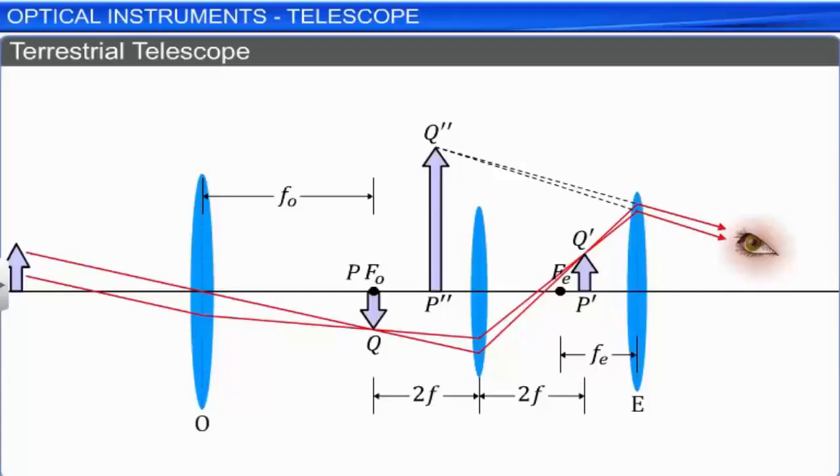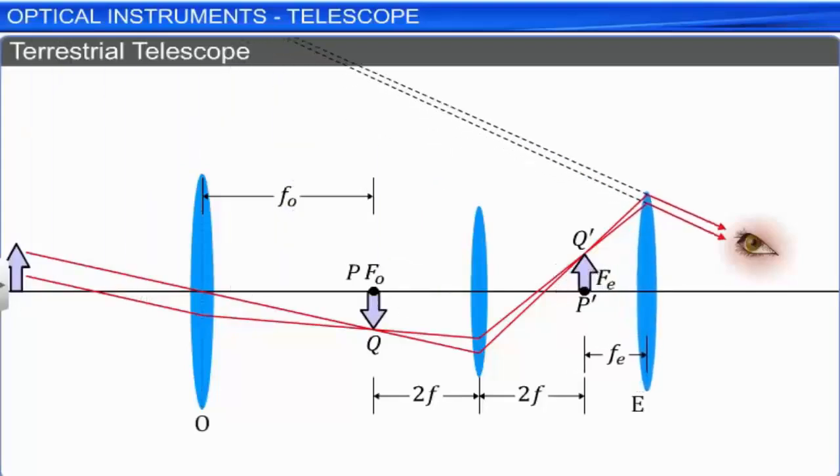The magnifying power of the terrestrial telescope, when set for normal adjustment, is also equal to the ratio of the focal length of the objective to the focal length of the eyepiece. In some of the terrestrial telescopes, a pair of inverting lenses is used to make the final image erect.